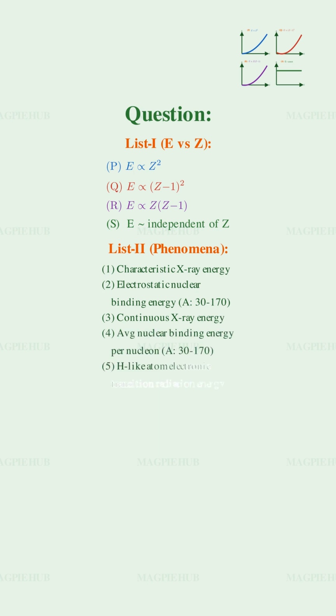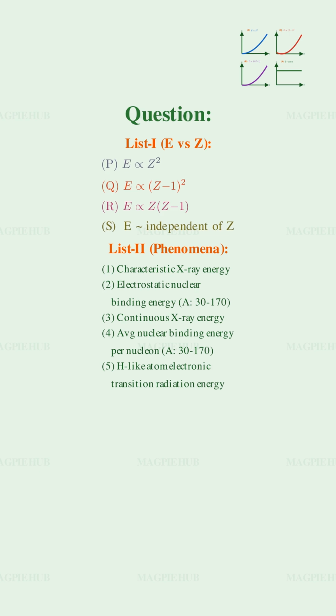List 2 has 1. Energy of characteristic X-rays. 2. Electrostatic part of nuclear binding energy for stable nuclei. 3. Energy of continuous X-rays. 4. Average nuclear binding energy per nucleon. 5. Energy of radiation from electronic transitions in hydrogen-like atoms.